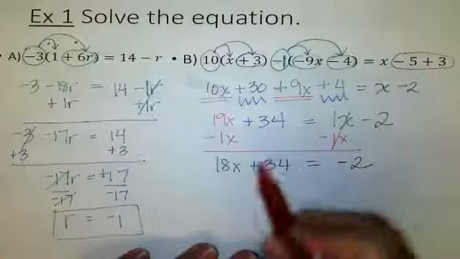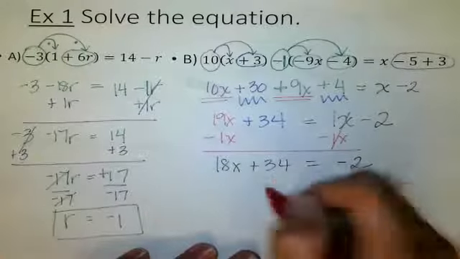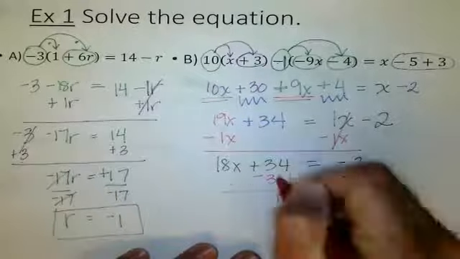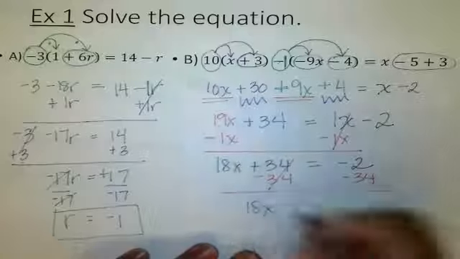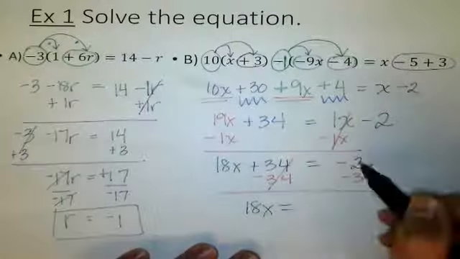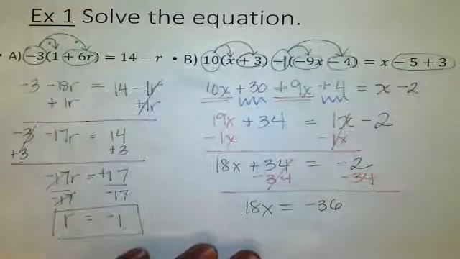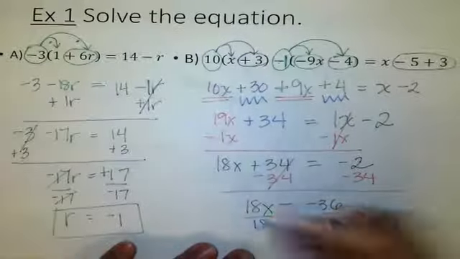Subtract 34. Yeah, let's get the numbers over here to this right-hand side so we can get that variable by itself. So we're going to subtract 34 from both sides. So we have 18x's is equal to, what are negative 2 and a negative 34? Negative 36. Very good. And then what? Divide by 18. Divide by 18.